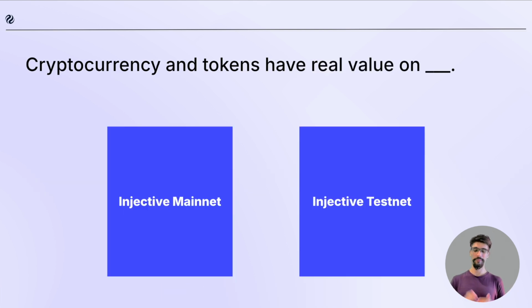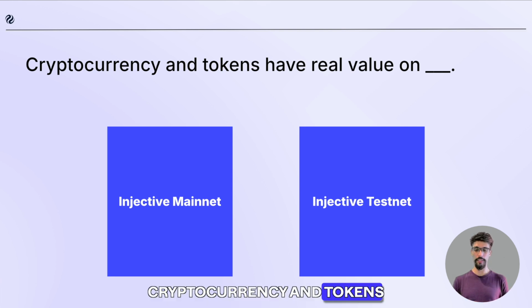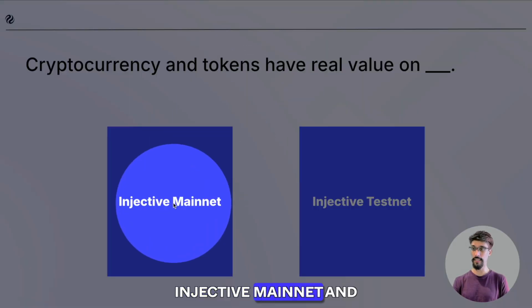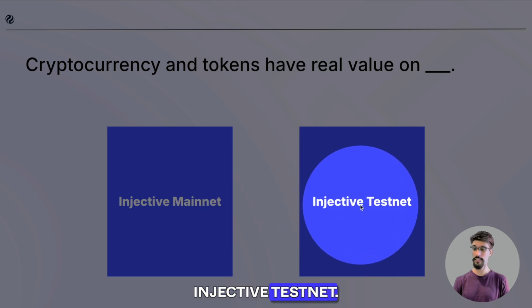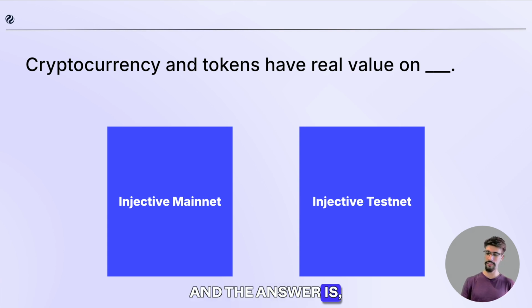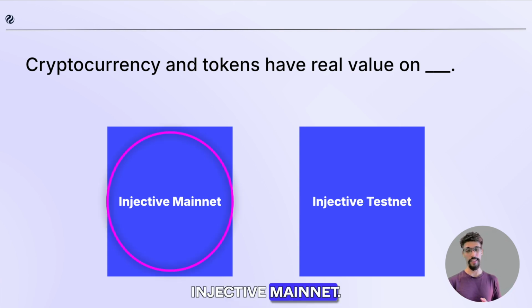Next question. Cryptocurrency and tokens have real value on blank, and the options are Injective mainnet and Injective testnet. I'll give you a moment to think about the answer. And the answer is, of course, Injective mainnet, right?